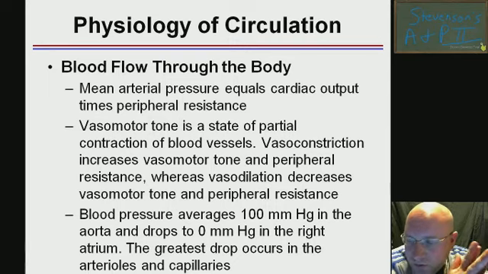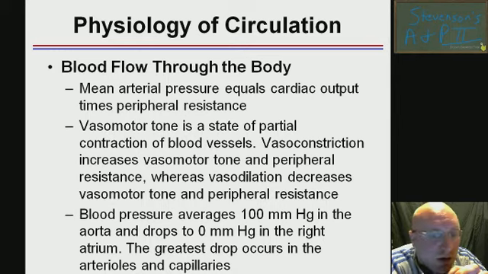The vasomotor tone is a state of partial contraction of the blood vessels. Vasoconstriction increases the vasomotor tone and the peripheral resistance, whereas vasodilation decreases vasomotor tone and peripheral resistance. Blood pressures tend to average about 100 millimeters of mercury in the aorta and drop all the way down to 0 millimeters of mercury in the right atrium. The greatest drop occurs, however, in the arterioles and the capillaries.